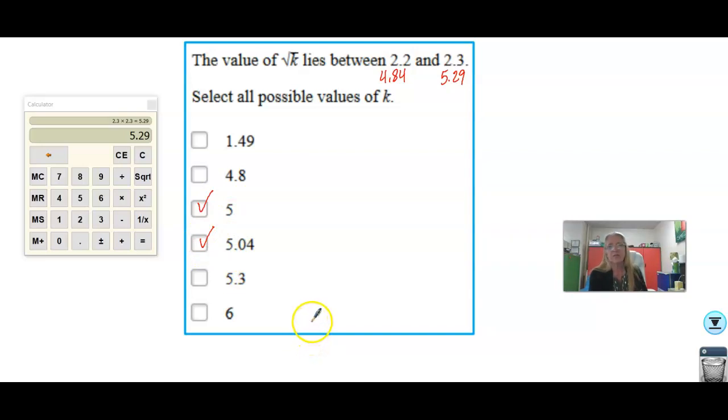Now, the other way you could do it is you could go through and do the square root of each of these. If you put in the square root of 1.49, that number is not in between those two. So you could do it that way also. And along those lines, if we do the square root of 5, the one we picked, what did I do wrong?